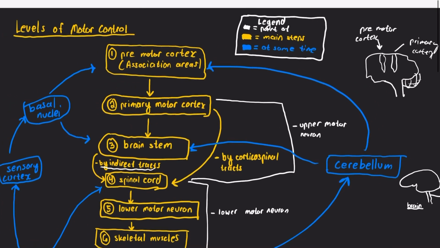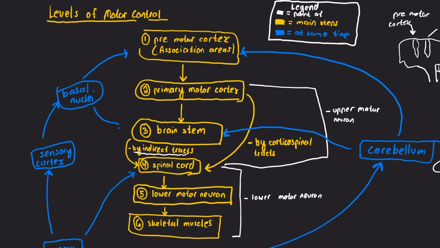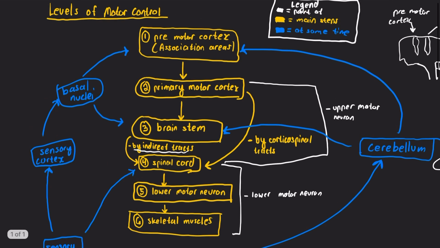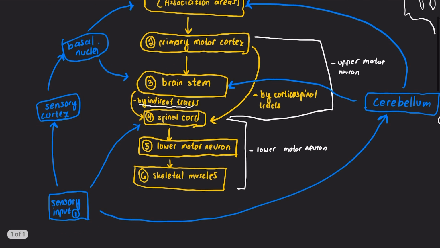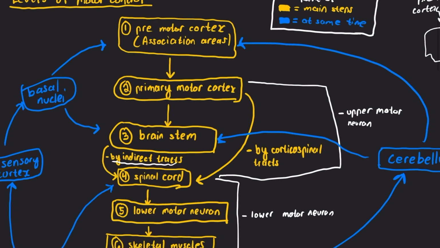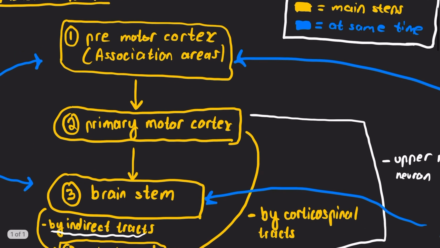So, there's a couple things to remember here: the yellow marker indicates the main steps that happen, and the blue marker indicates what is happening at the same time. So what happens? First of all, we have the premotor cortex, the association area, processing that sensory input.